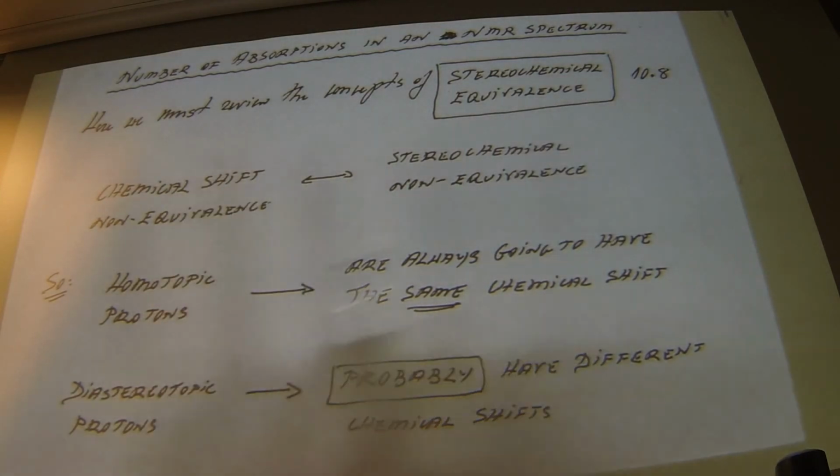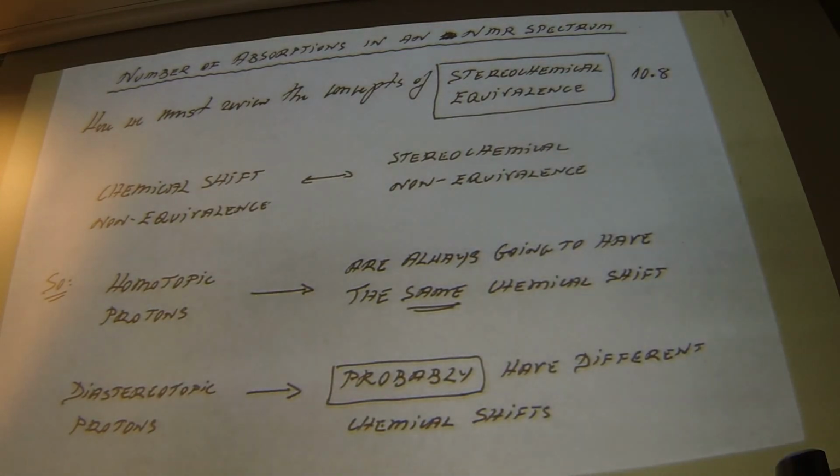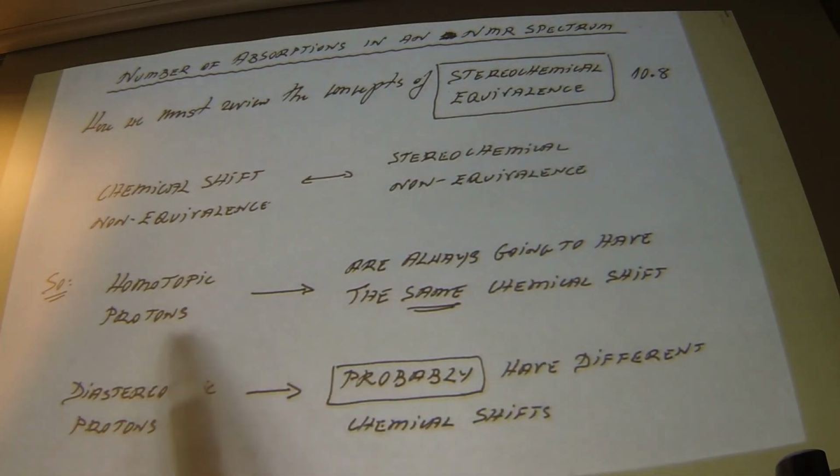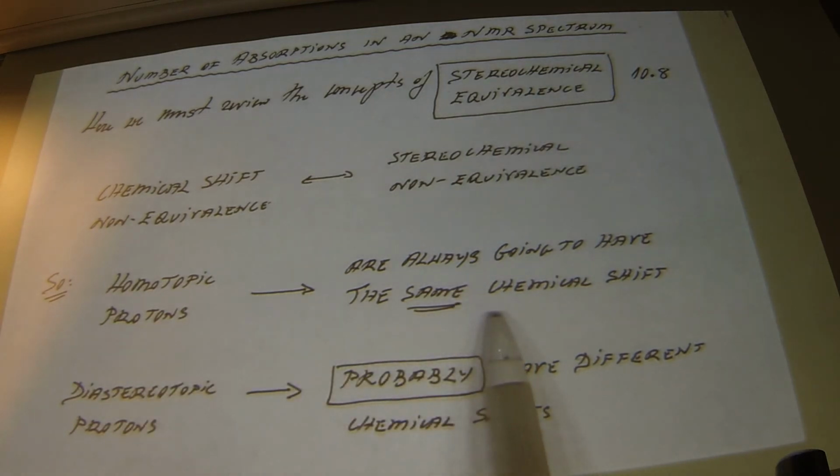So first of all, if protons are not constitutionally equivalent, then they're not going to be chemical shift equivalent either. And so if they're not constitutionally equivalent, you know that they're going to have separate peaks. Okay, so that's the easy part. But now, let's say that they are constitutionally equivalent. So if they're homotopic, they're going to have the same chemical shift. What protons are homotopic? Which example did we give for homotopic protons way back when?